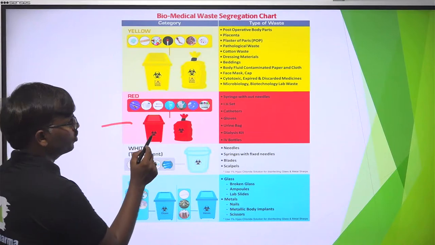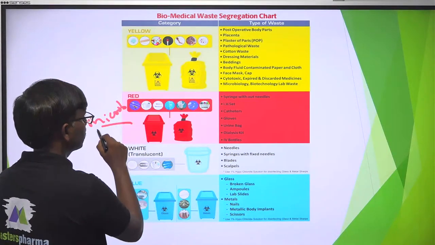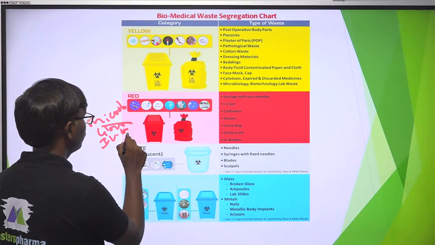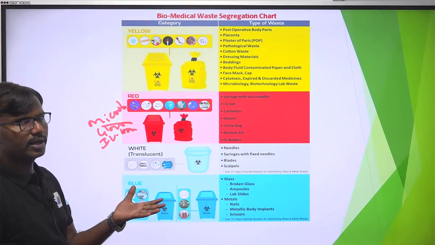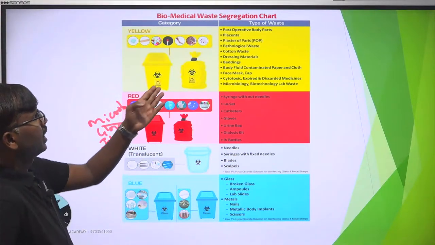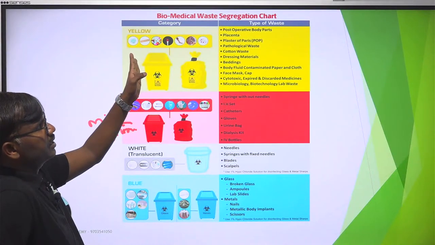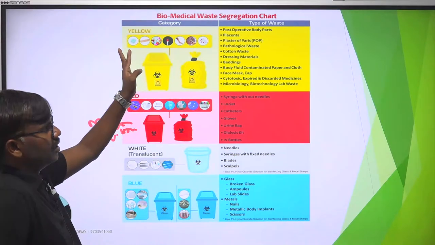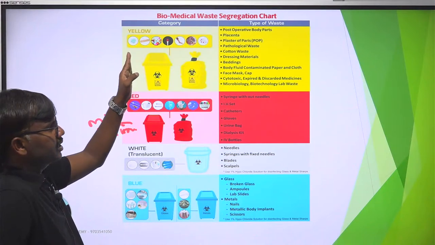Red is for microbial waste: gloves, IV bottles, urine bags, dialysis kits. Okay, there is a chance for microbial presence. And then yellow is for pathological waste: placenta, post-operative body parts, body fluids, face masks, cytotoxic, expired and discarded medicines also come under yellow.